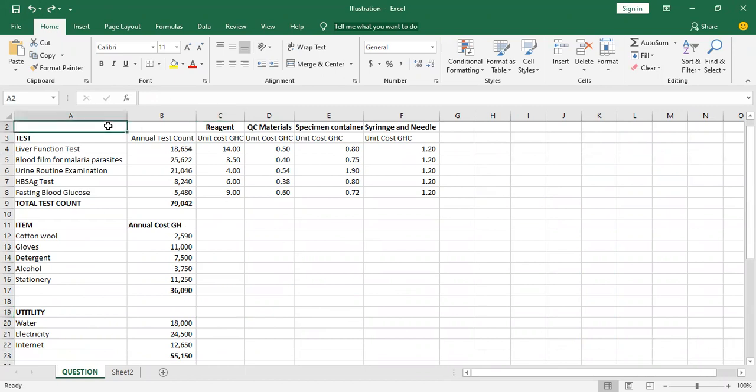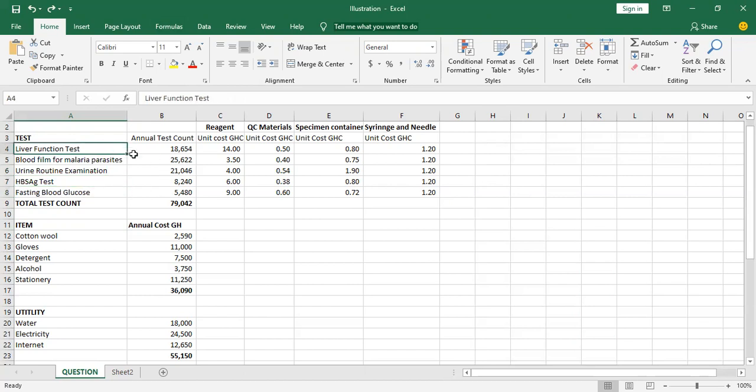This tutorial is about illustrating how to do costing for laboratory tests. So in this very example, we are given some information to determine what the cost of each of these tests is going to be. The tests that we are given are LFT, liver function tests, blood film for malaria parasites, urine routine examination, hepatitis B surface antigen test, fasting blood glucose.